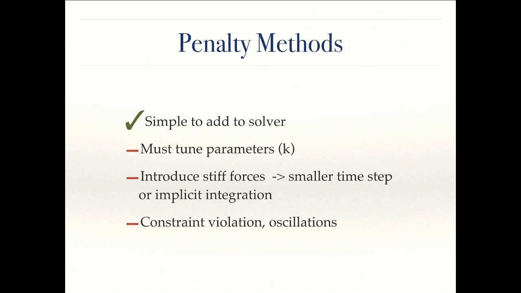Another thing is that if we really want this constraint to be well enforced, we might have to make k kind of large. And we might end up introducing forces into our system that are stiffer than the ones that we otherwise have in our system, creating this stiff problem that forces us to take either very small time steps or to switch to implicit integration. Penalty methods also are not going to strictly enforce a constraint, so we'll see constraint violation. So if you're using a penalty method, you have to accept some amount of constraint violation. And it's a spring-like force, so you might actually also see some oscillations in your constraint.